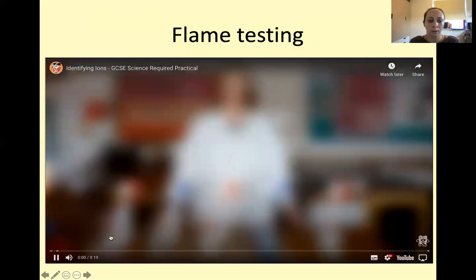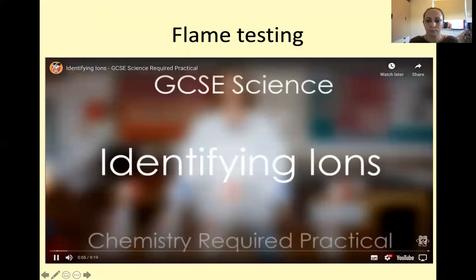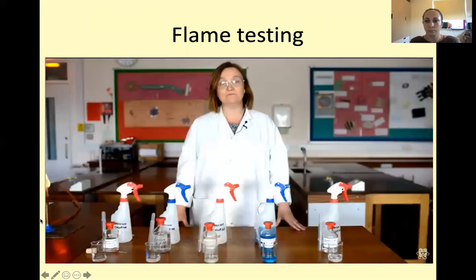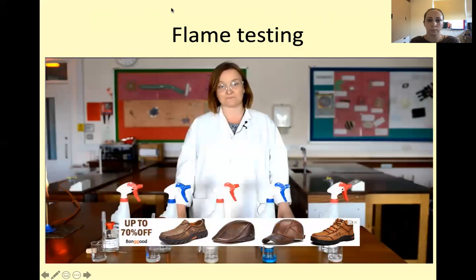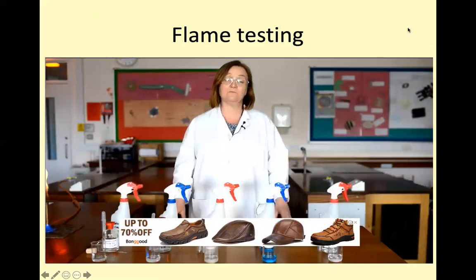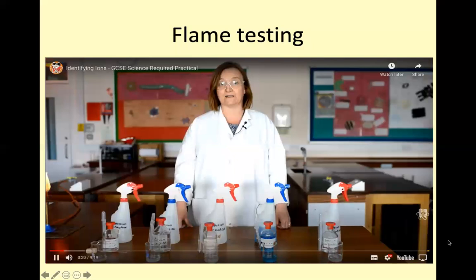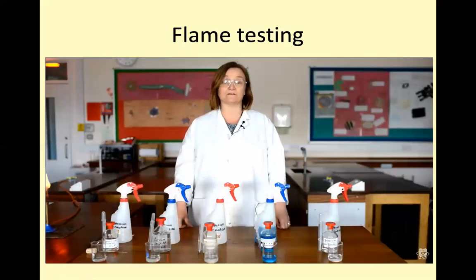Hi, this is Mrs. Pearson from Malmesbury Science, and today we've got another chemistry required practical for you. Now, this one is only required if you are doing the separate GCSEs. So this is called identifying ions. And we're going to look at various methods today on how we can identify both metal and non-metal ions in solution. I'm going to start with metal ions, and I'm going to use the method of flame tests to identify which metal gives which colour in a flame.